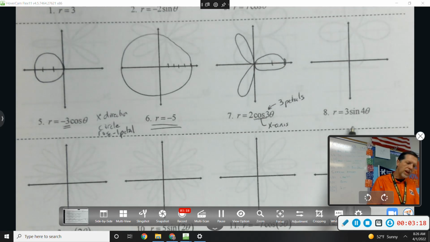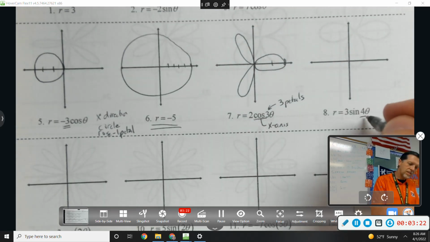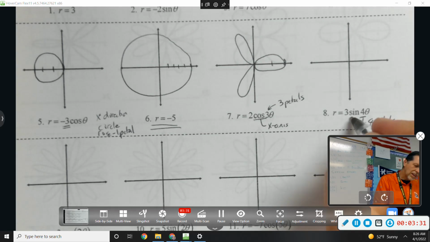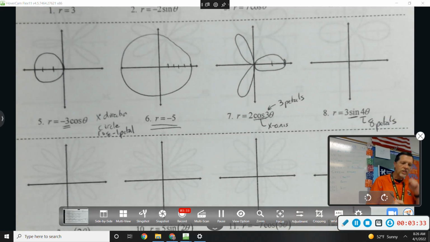How about number 8? How many petals does that one have? 8. And it's even, so there's 8 petals. It's sine, so they're not on any axis.